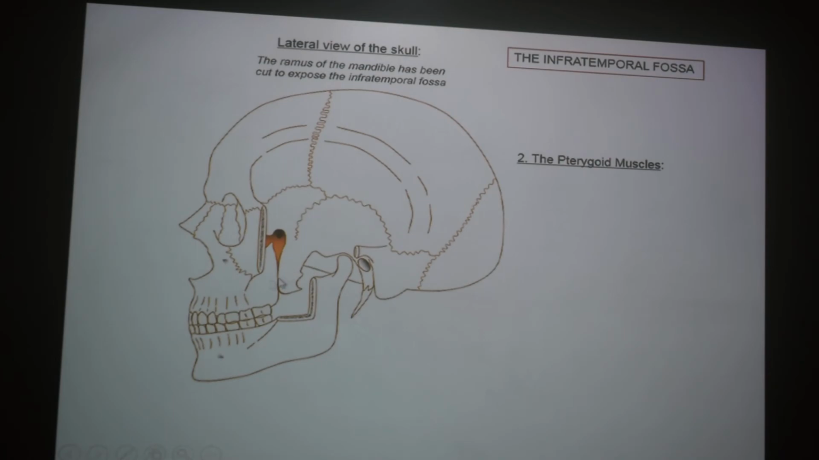We will show you. The first picture is you are looking from the lateral side, and the next picture which we are going to show you is the infratemporal fossa with the skull taken from the back, so you are going to see it from the posterior aspect. At the moment you are looking at it from the side. Okay?